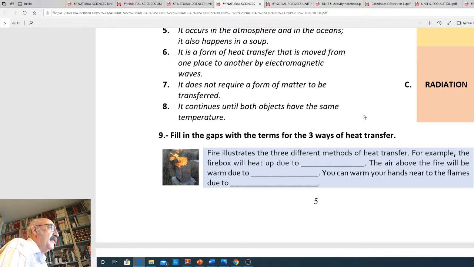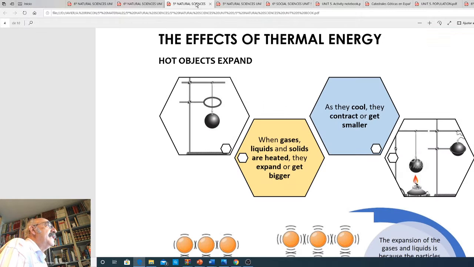Very good. So now please go to your test sections. We're going to see some video clips about that, but before we want to study the effects of thermal energy. We're going to study 2 of them. The first one is that hot objects expand no matter if they are solids, liquids, or gases. You have here a picture that shows a kind of ball, and here you have a ring.